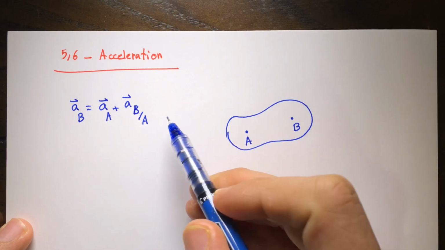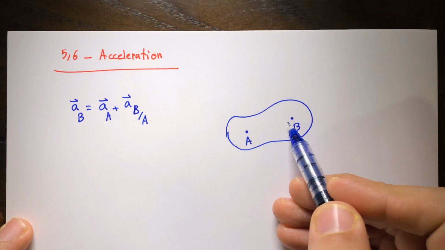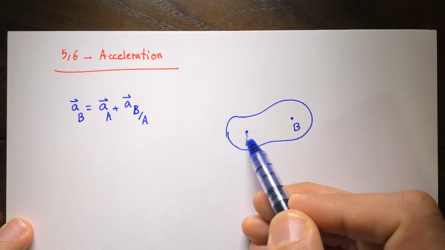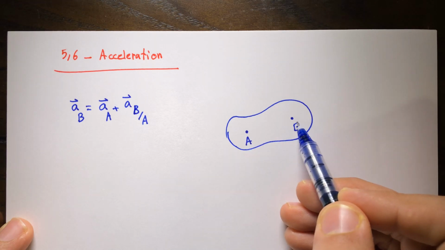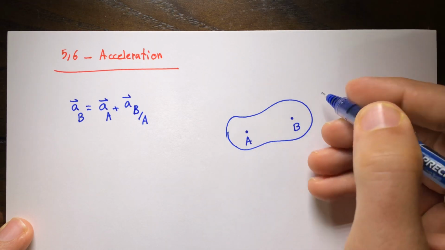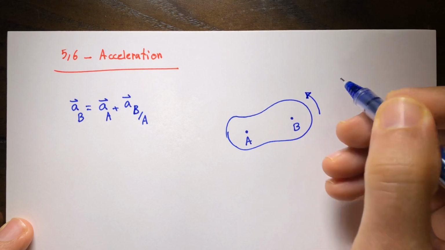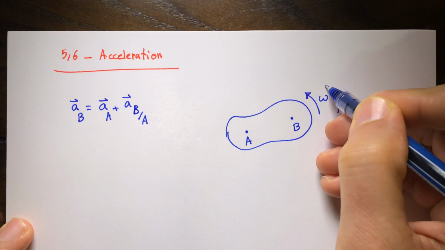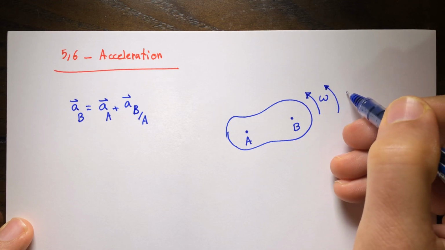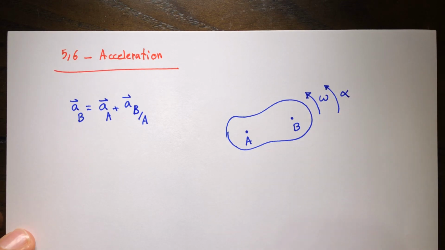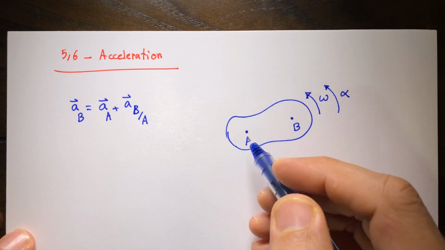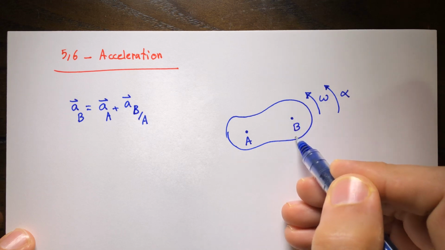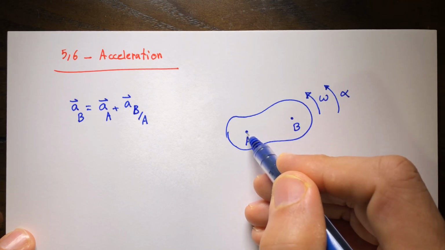Again, just to imagine the meaning of acceleration of B with respect to A, imagine A is pinned to the ground. A is not moving. Now, what's going to be the acceleration of B? If the rigid body is rotating with angular velocity of omega, and let's say the angular acceleration of it is alpha, if we pin A down to the ground, then B is going to rotate on a circle about A, right?